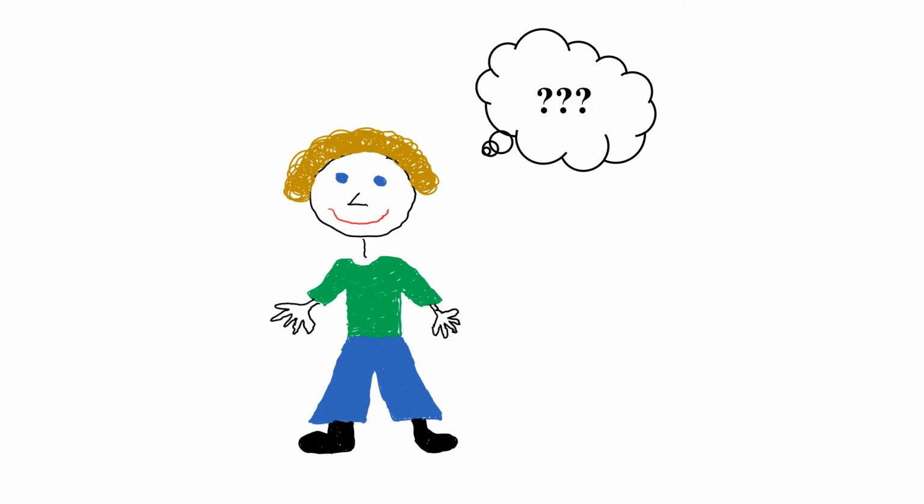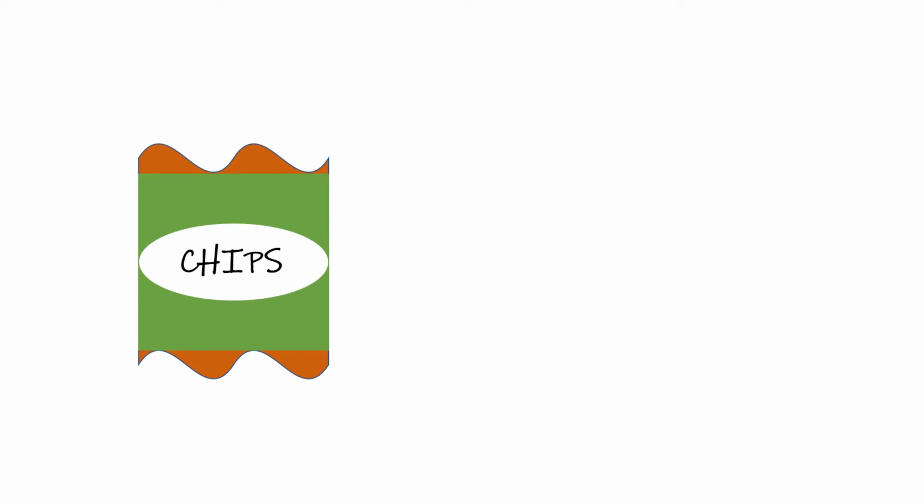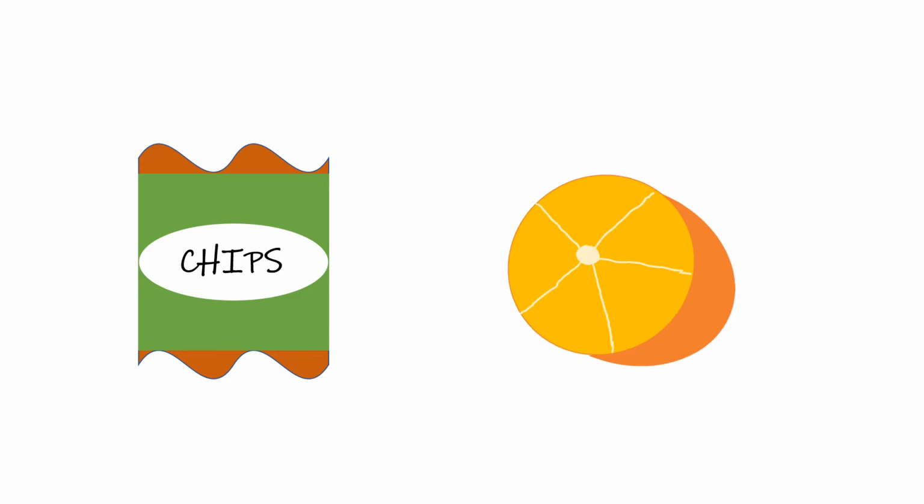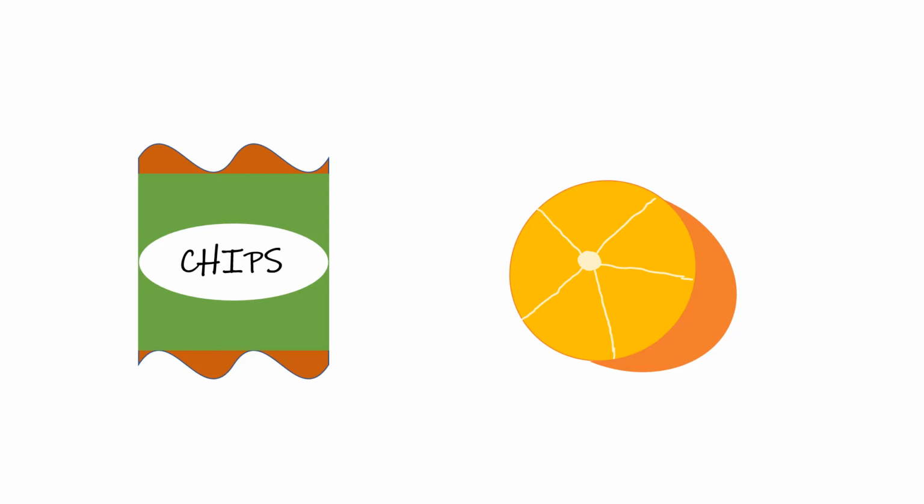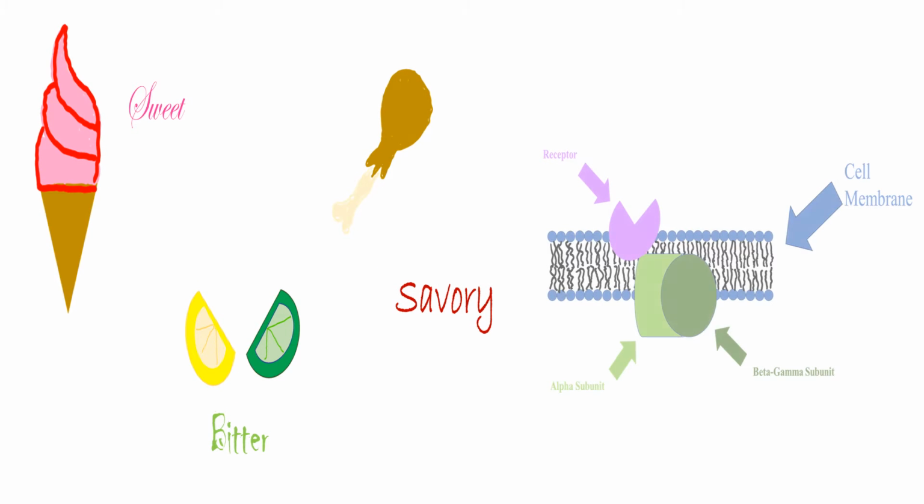Frank is back at it again, but with a new problem. His favorite foods in the whole world are chips and oranges. Frank has already learned that other foods he really enjoys, such as ice cream, turkey, and lemons, are tasted using G-protein coupled receptor pathways.